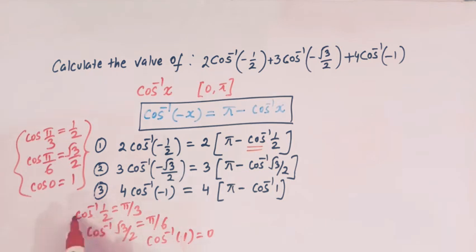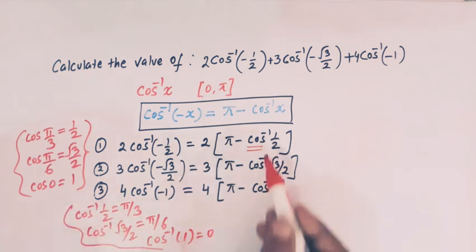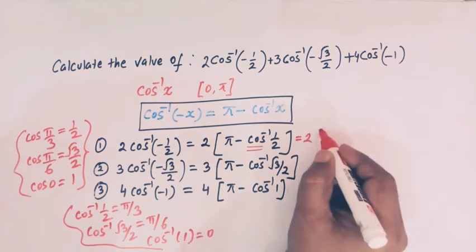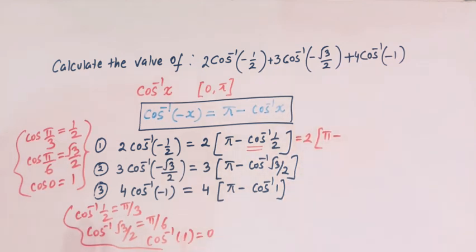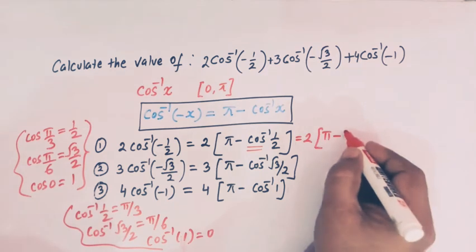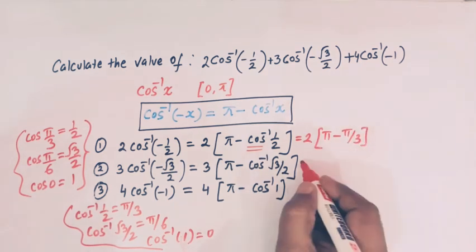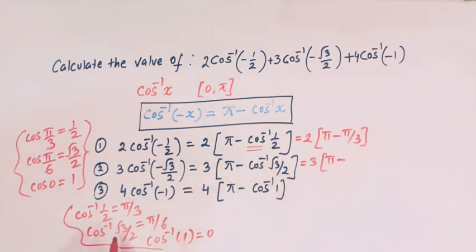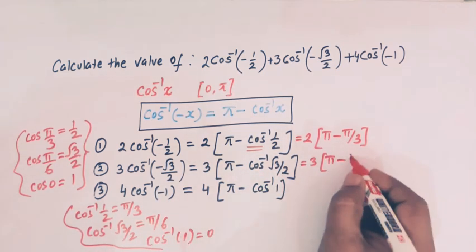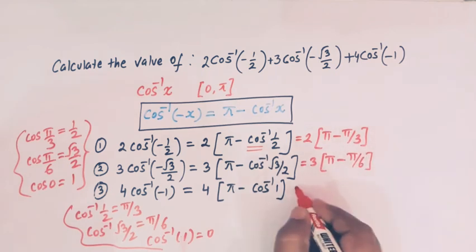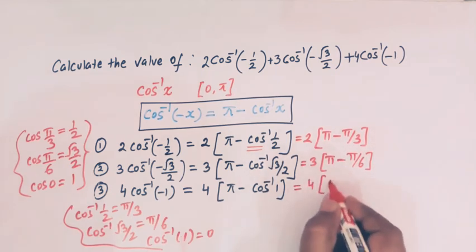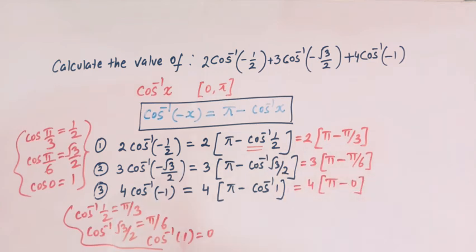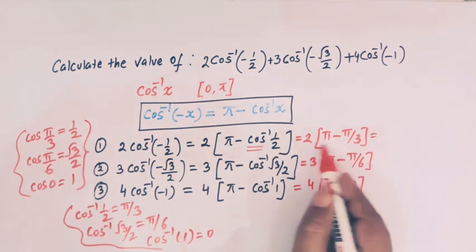So now we can substitute these values over here. We have 2 times pi minus cos inverse of half, which is pi over 3. Here we have 3 times pi minus cos inverse of root 3 over 2, which is pi over 6. And here we have 4 times pi minus 0, because cos inverse of 1 is equal to 0, right? Now we can further simplify it.